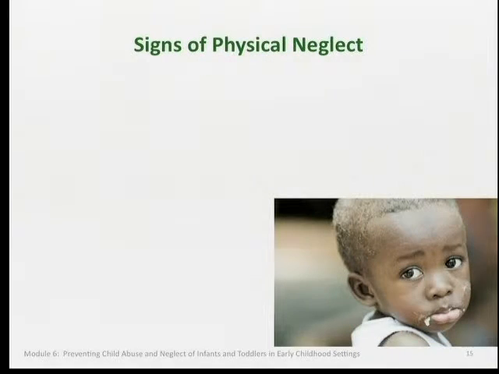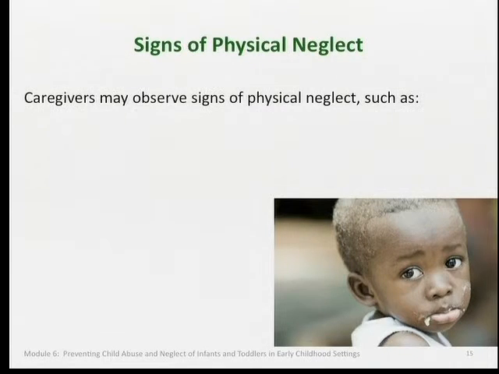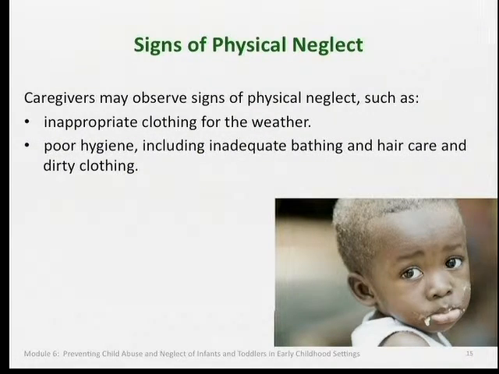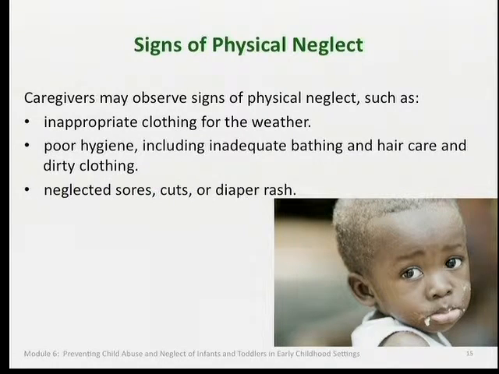Caregivers who see children on a regular or daily basis may observe signs of physical neglect. For example, any parent may occasionally forget to bring a jacket or change of clothes for their child. However, a parent who routinely fails to provide appropriate clothing, such as a warm jacket in winter, may be neglecting the child's care. Likewise, a child may occasionally arrive at child care with unwashed hair or soiled clothing. Neglect may be suspected if the child routinely has poor hygiene, including inadequate bathing and hair care and dirty clothing. You may also suspect neglect if a child often has neglected sores, cuts, or diaper rash.